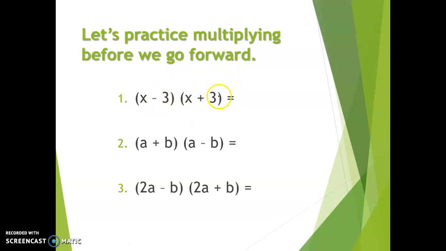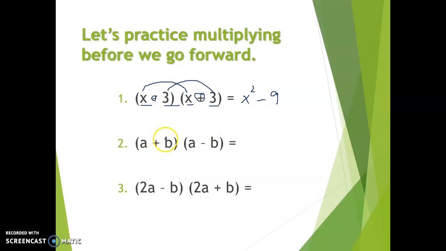Now, we could, again, FOIL, but we could just look at these and go, oh, these are conjugates. They're the exact same terms. The only difference is the signs are opposite. And when I multiply conjugates, I'm going to take my first term and square it. And then I'm going to subtract my second term squared. 3 times 3, 9. All right, try number 2 and 3 on your own. Pause the video while you try it, then come check your work.